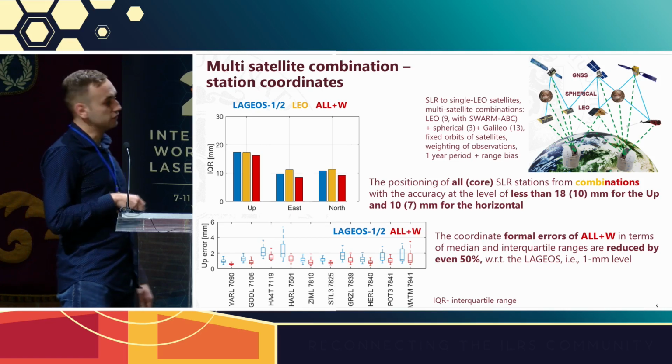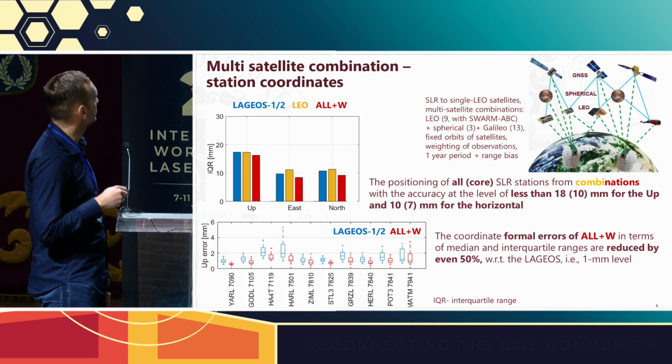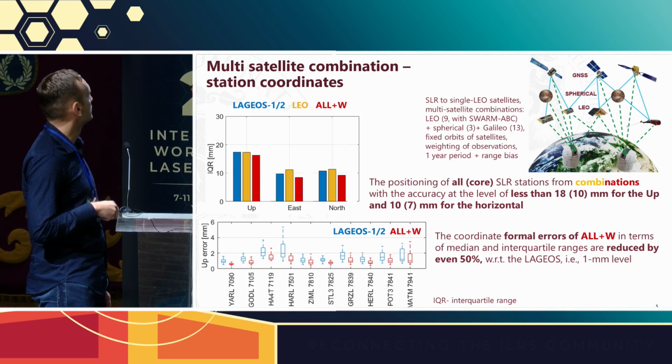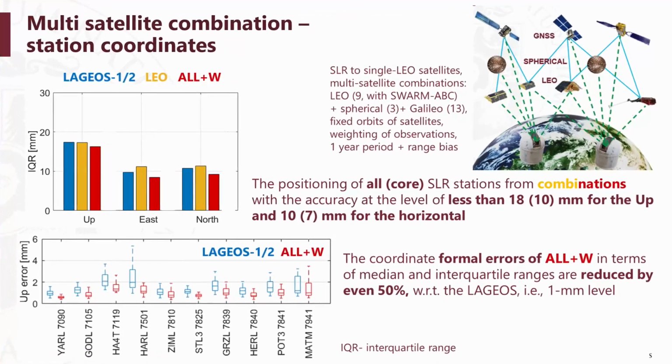The figure shows the estimates of the station coordinates for the three tested solutions: based only on the LAGEOS 1 and 2 satellites, on 9 LEO satellites, and a weighted multi-satellite combination. What we can see is that for the positioning of all stations from the LEO-only and weighted multi-satellite combinations, we have an accuracy at the level of less than 18 and 10 millimeters for the up and horizontal components respectively, and we can observe an improvement of the formal errors from the multi-satellite solution, reaching even 50%.